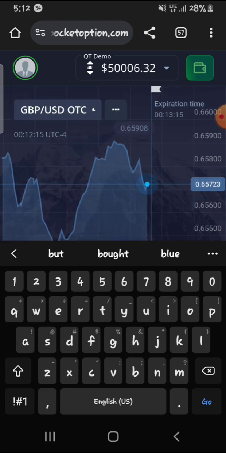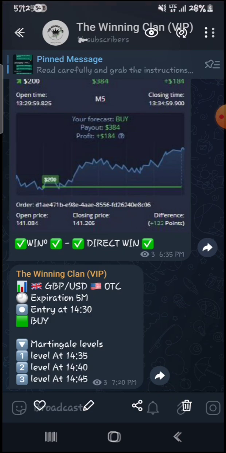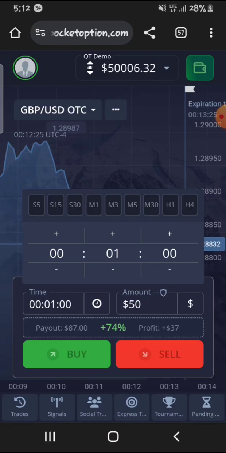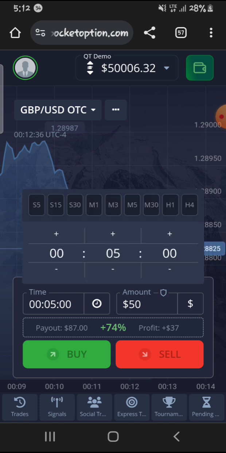Now let's choose our pair. Let's go to the signal again. It says expiration time 5 minutes. I already told you we trade the 5 minute time frame. So all you need to do is come here and click on 5 minutes. If you're not playing around with this, it's always going to be on 5 minutes, but always check. So we've changed our time frame to 5 minutes.